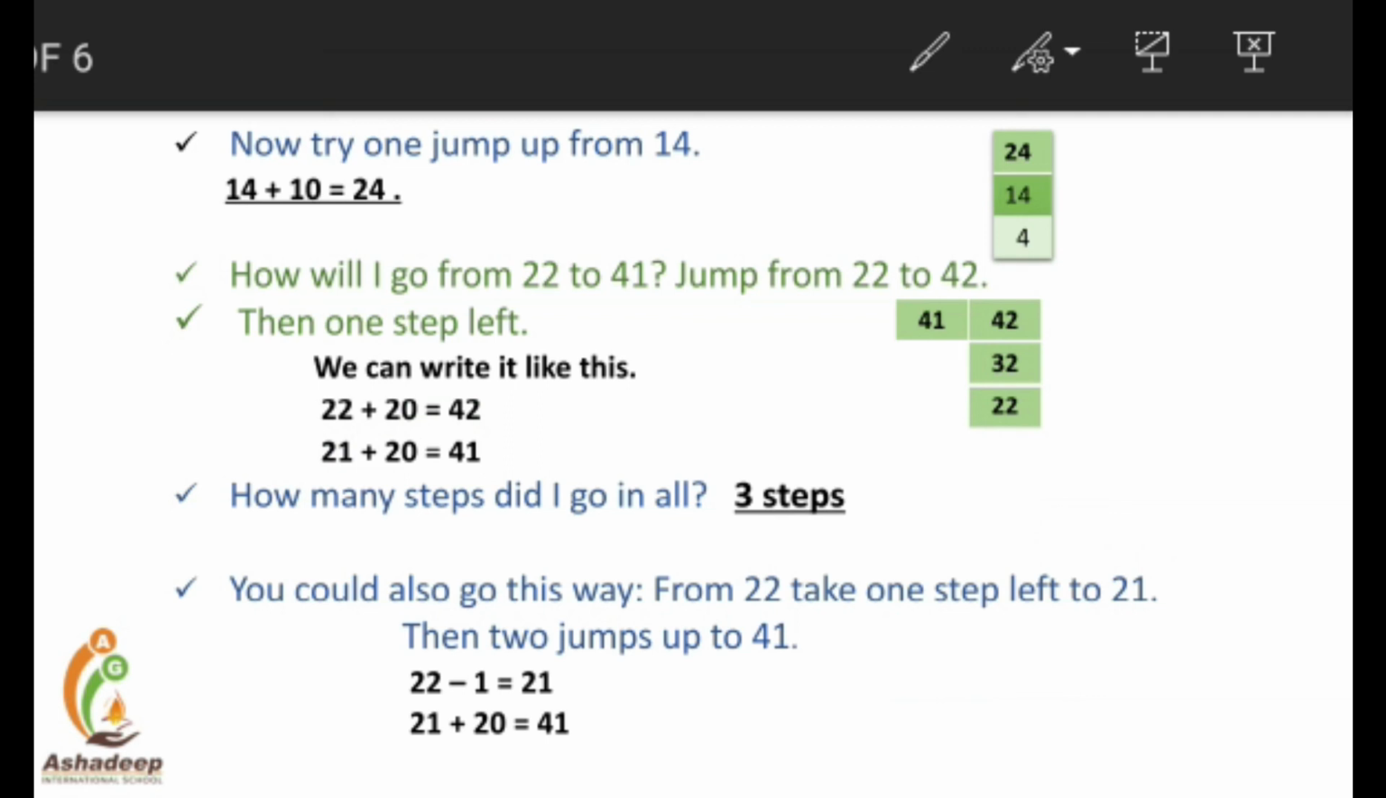Okay, in this session we are adding numbers. I hope all of you are clear about that concept.